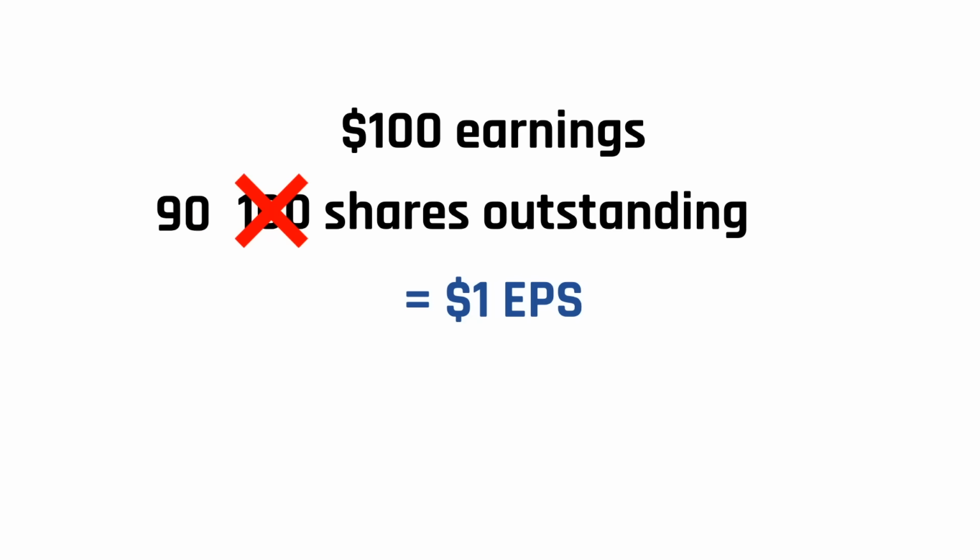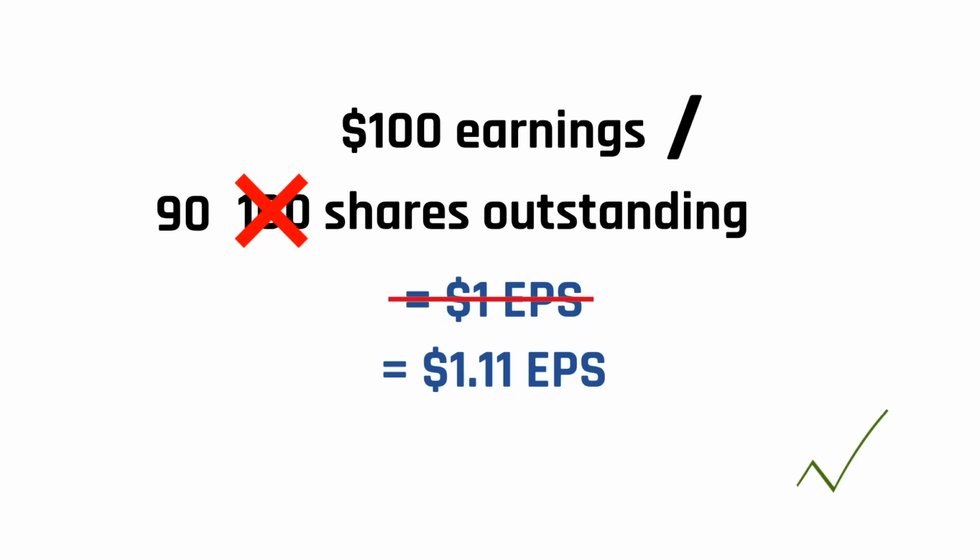We now divide that $100 of earnings by the 90 shares outstanding. This means that earnings per share is now $1.11. This means the company was able to grow its earnings per share by 11% from $1 to $1.11 without growing the actual earnings the company is able to generate. This is why share repurchases can be so beneficial to us as investors.